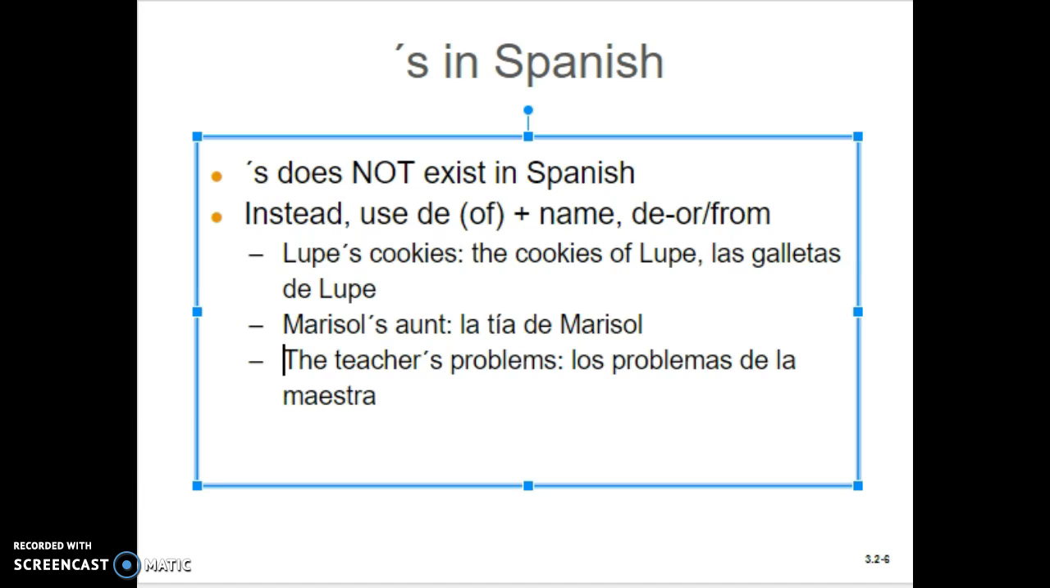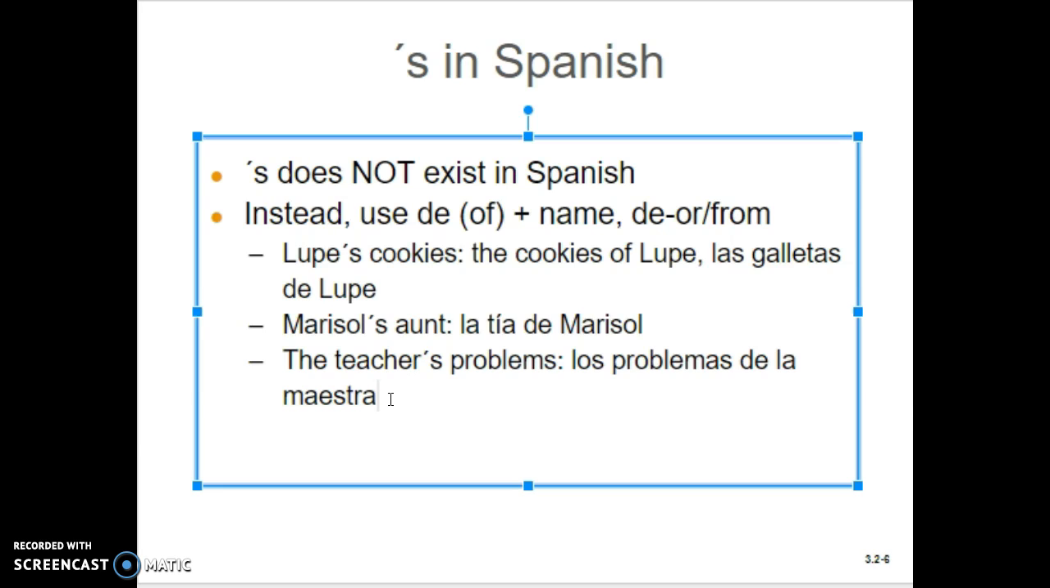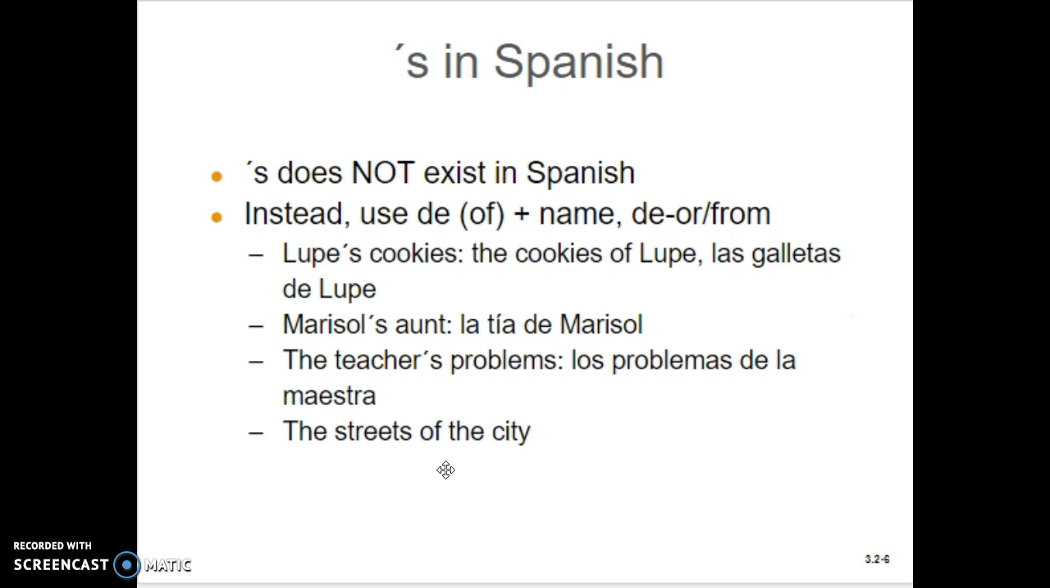So when saying no apostrophe S, de is like the equivalent of apostrophe S. And we do say things like this sometimes in English. In English, it wouldn't sound unusual to say something like the streets of the city. So really, the city is owning the streets. However, we're just saying it in a fancy way, backwards.